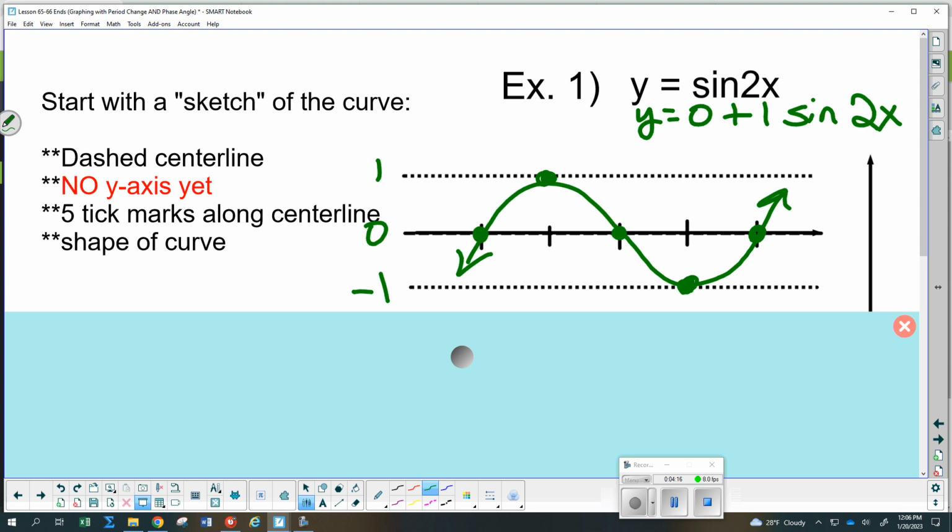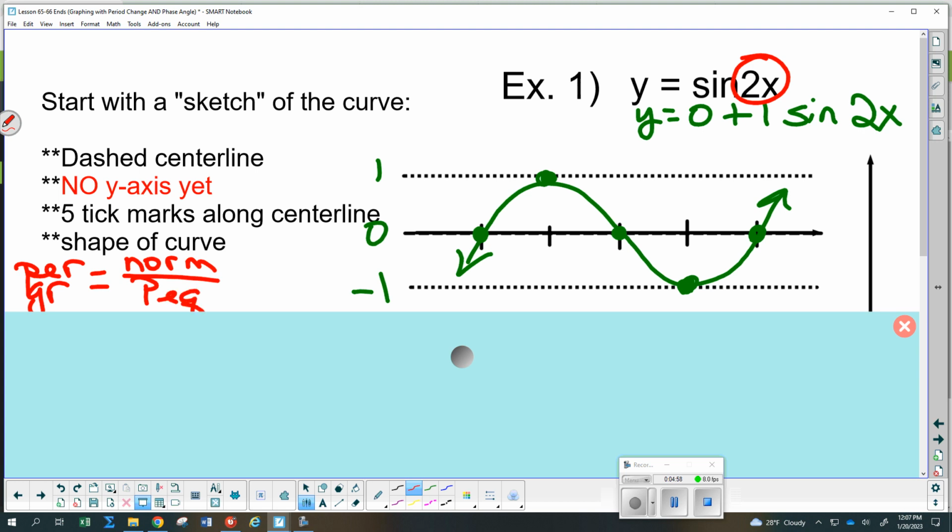Do we have a horizontal shift or a period change or both on this one? What do we have on this one, Ada? We have only a period change, and how do you know that? There's a 2 in front of the x. So what do I do with that number? Does anybody remember how I take that and figure out what the period on the graph is going to need to be? Divided by that number, the period coefficient in the equation.